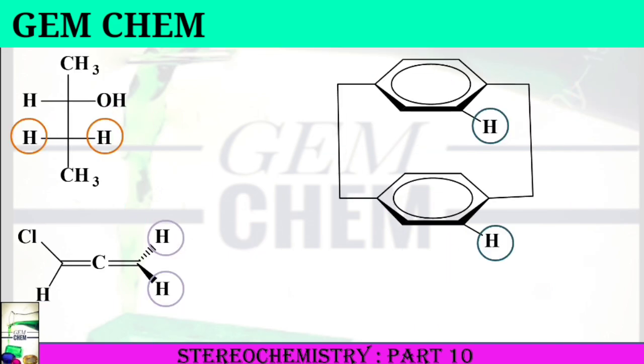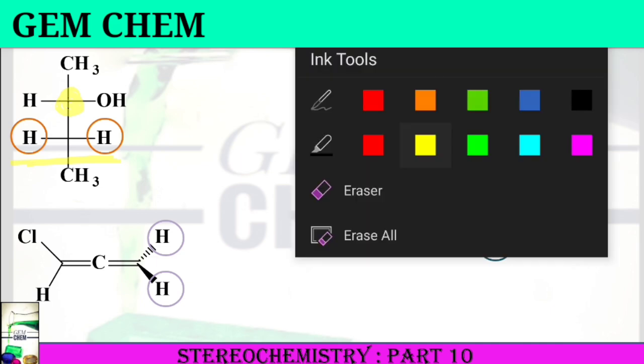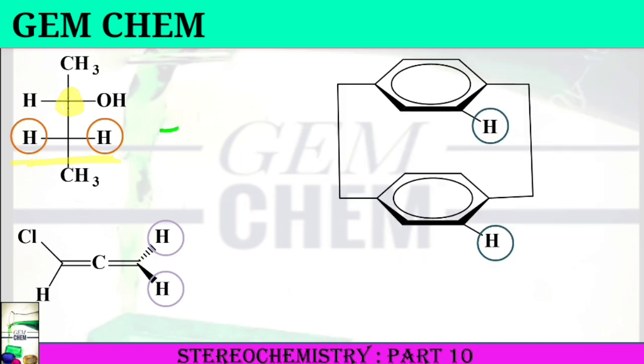Now let us see more examples. If you consider this one, in this particular case, here you can see there is a chiral center present, that is this one. This center is chiral in nature, as a result of which, since they are near to the chiral center, they never can be enantiotopic or homotopic. Finally, we can conclude that this will be diastereotopic.